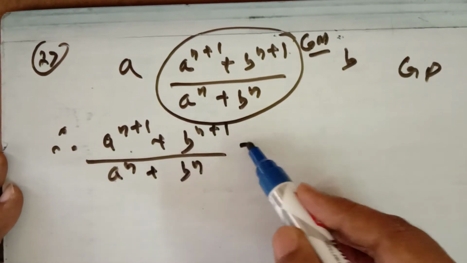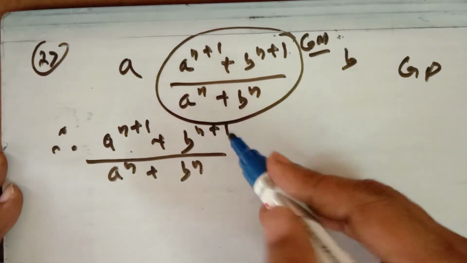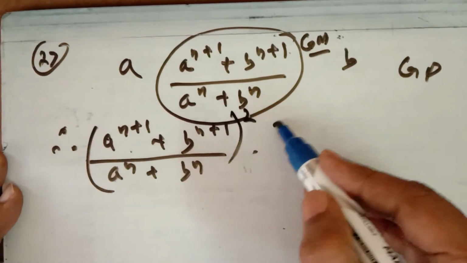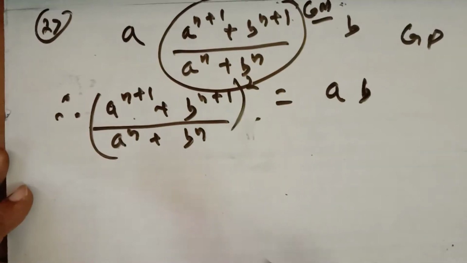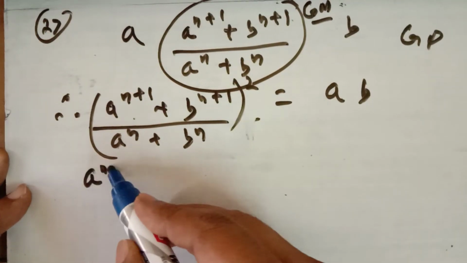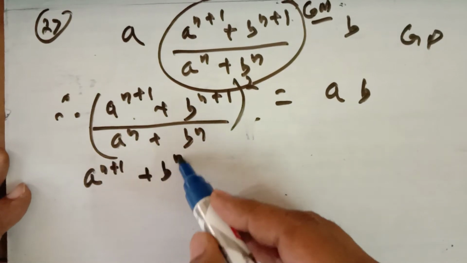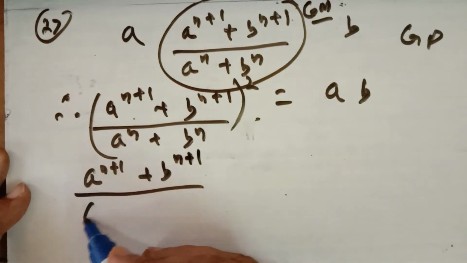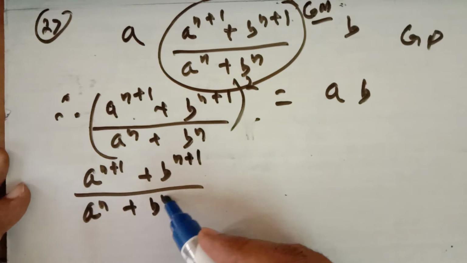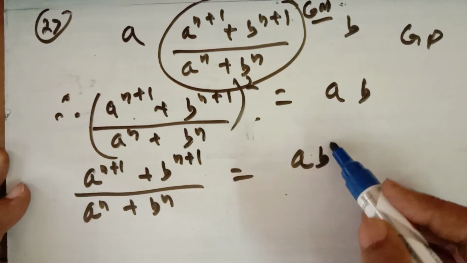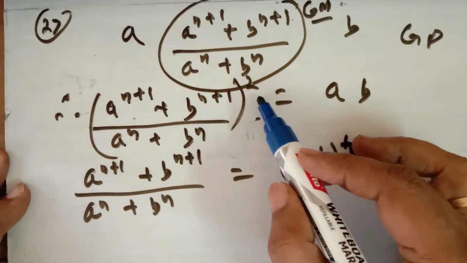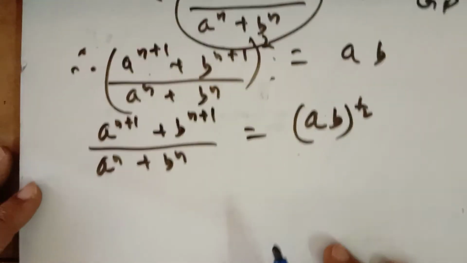And you have to find the value of this. So the square of the middle term is equal to the product of the first and last, like this. Now open it. It will be (a^(n+1) + b^(n+1)) / (a^n + b^n) equal to (a^(1/2) · b^(1/2)). When you remove the square, it will be the square root here, and multiply it.